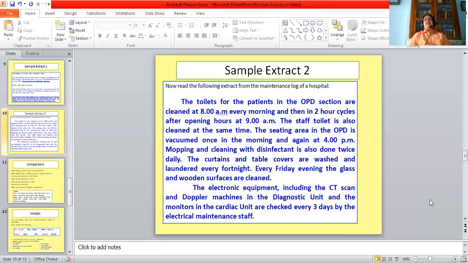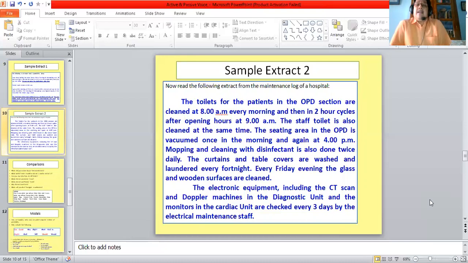So it is a log about regular cleaning and maintenance. This is given as a description, but it can also be given in a tabular form, where I have the different items like cardiac unit, OPD, and various other sections. Together with that, I will write comments in another column, saying, okay, clean every 2 hours, or things like that. So I can also give the comments like that in a log, which is like a table or chart.